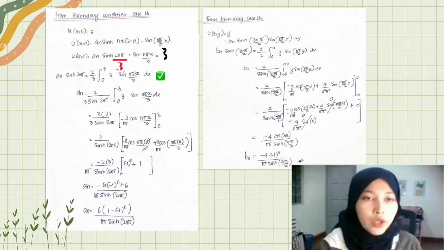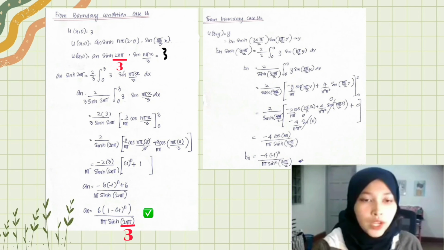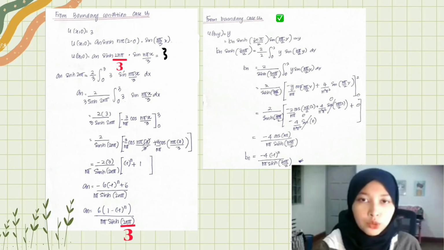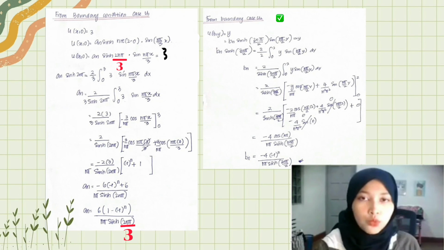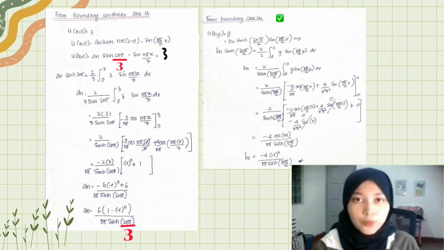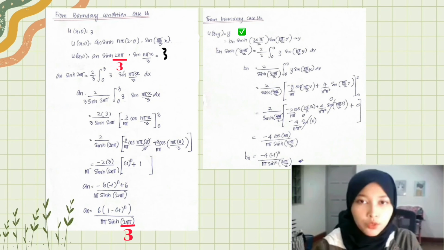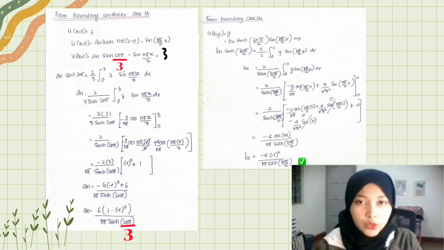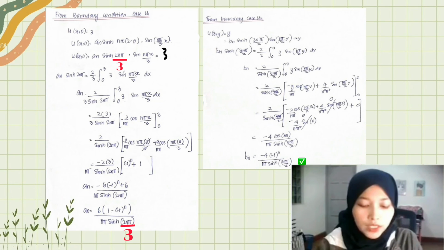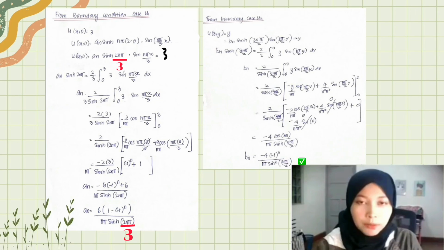And to find a_n, we must integrate from 0 to 3 with respect to x, and we solve the integration, and we will get a_n equal to 6 (1 minus (negative 1) to the power of n) over (n pi sine(2 n pi)). From the boundary condition of case u2, we use the same method: we substitute into the general equation of u2, and the boundary condition is u(3, y) equal to y. We solve the integration, and we will get b_n equal to negative 4 (negative 1) to the power of n over (n pi sine(3 n pi over 2)).